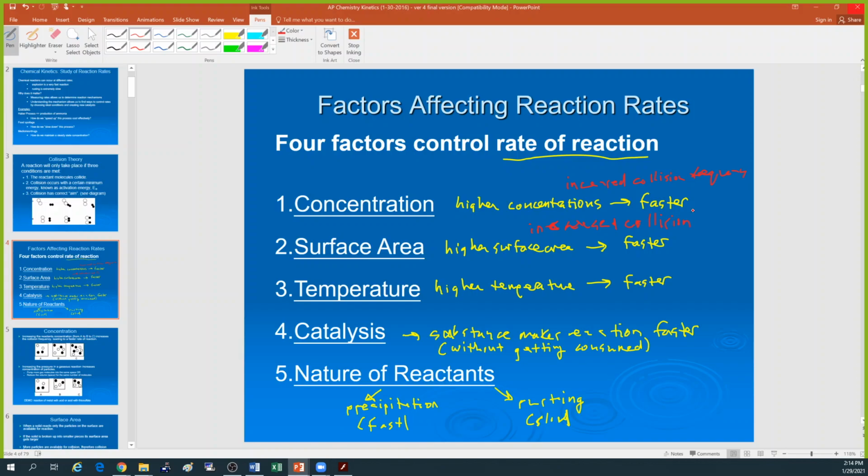But it's really the same thing. It's increased collision frequency. And let me show you a better image. Sorry, my gosh, this is really not writing well on this. But take a look at this image down here.